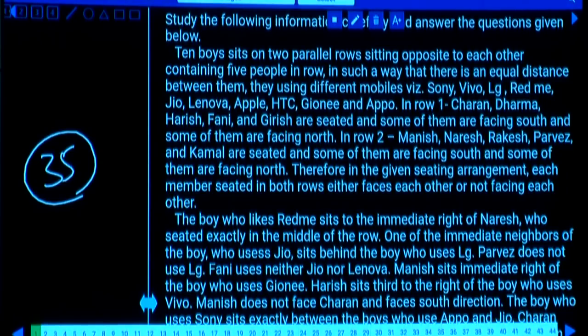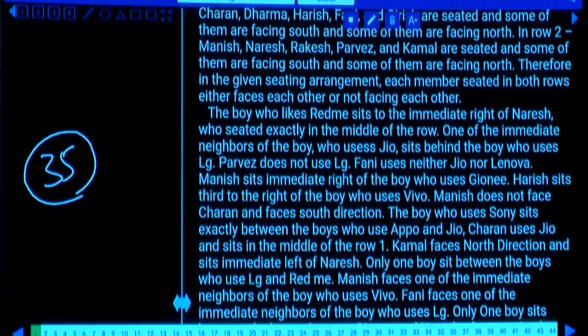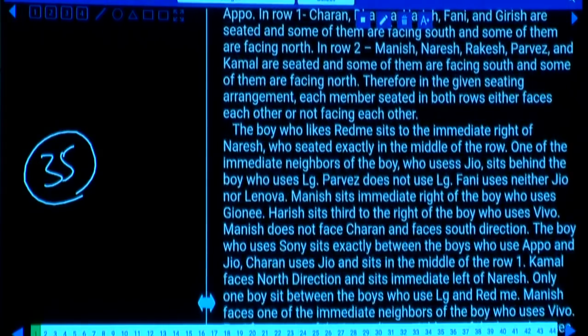Now, who are the persons in row 1? C, D, H, F, G are the 5 persons, and some of them are facing south and some of them are facing north. And who are the persons in the next row? M, N, R, P, and K. They are seated in the second row. Now, we can take the first row and the second row in any order. And therefore, in the given seating arrangement, each member seated in both rows either faces each other or not facing each other.